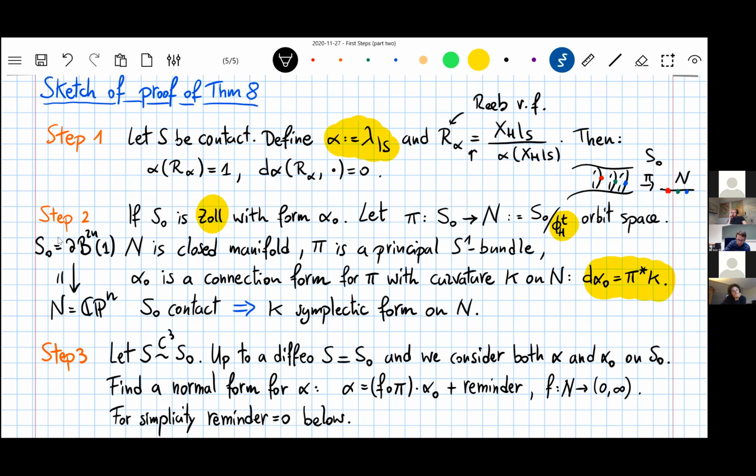Okay, so this is the map. This is a code of vibration. Maybe you know from -1, maybe. Right. So this is then what we know when the S0 is Zoll.